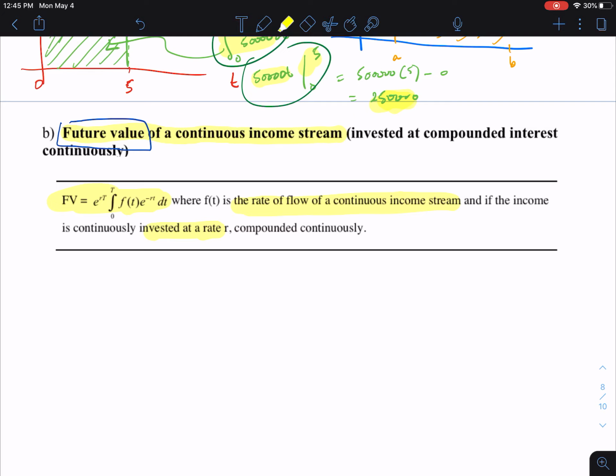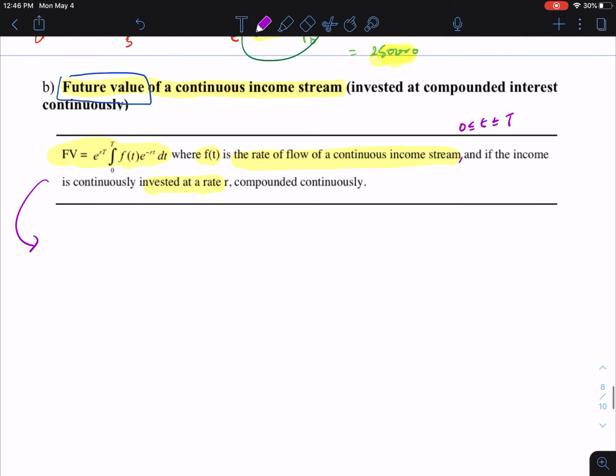Let's just say, okay, I get it. This is the formula we use for something that is invested continuously, and I want to find out how much is in the account at a future time. So this is the formula. It is e to the r capital T times the definite integral from 0 to capital T of f of t times e to the negative r t dt. And f of t is that continuous income stream. And then this is the future value from 0 to capital T years.